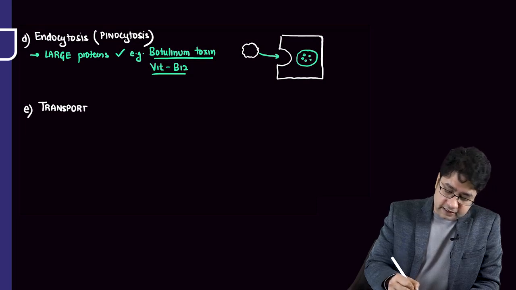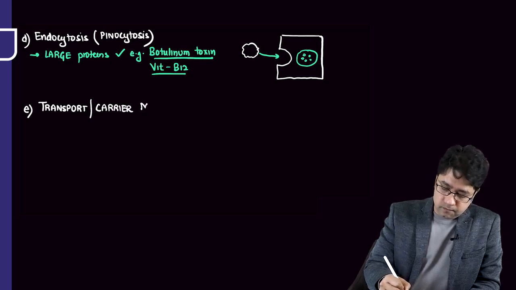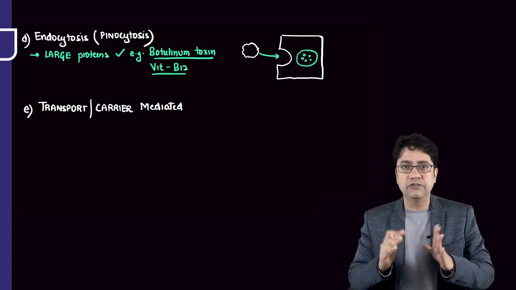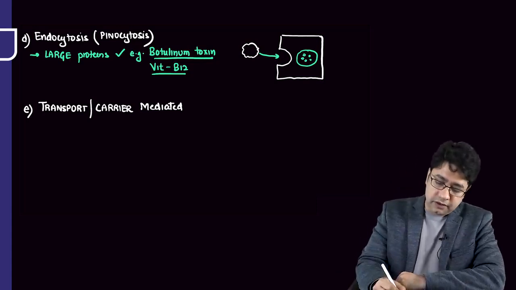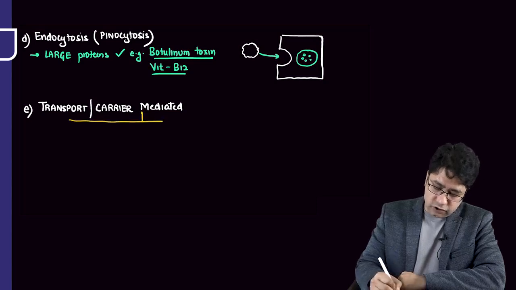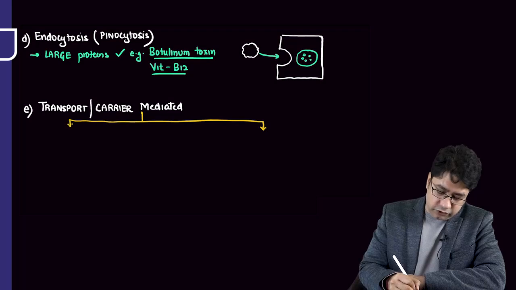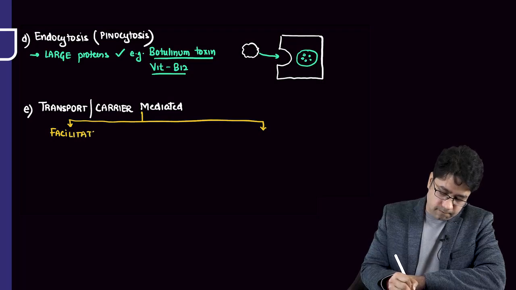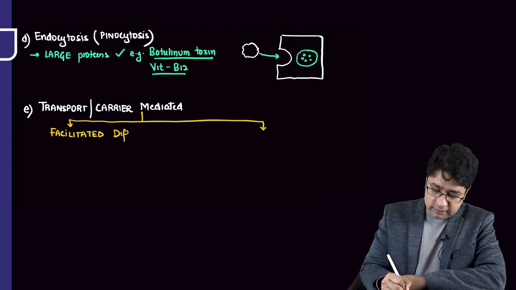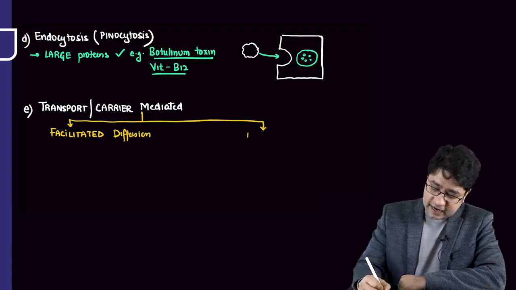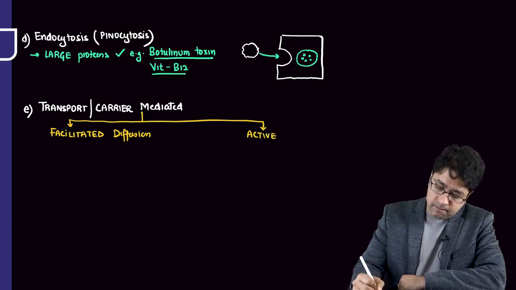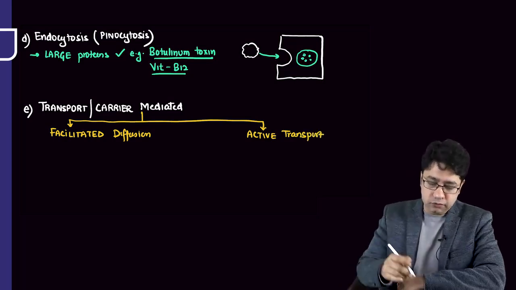which is also known as carrier mediated absorption. Now, this carrier mediated absorption is further divided into two types. The first one is known as facilitated diffusion, and the second one is known as active transport. Now let's see the difference between these two.